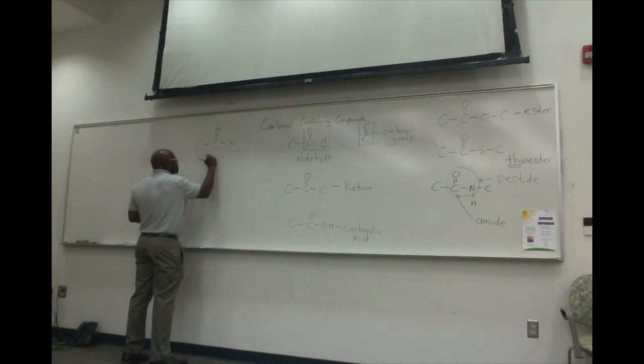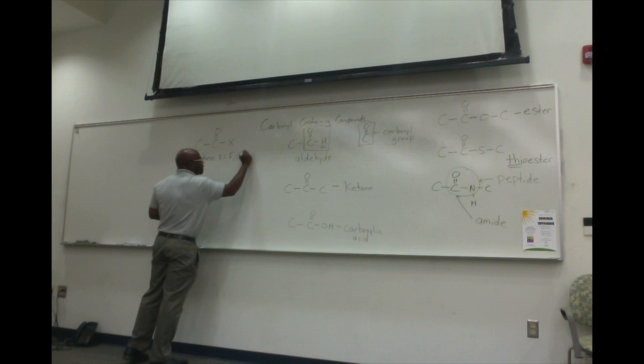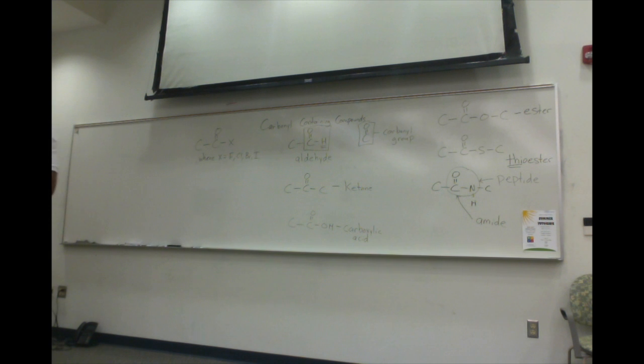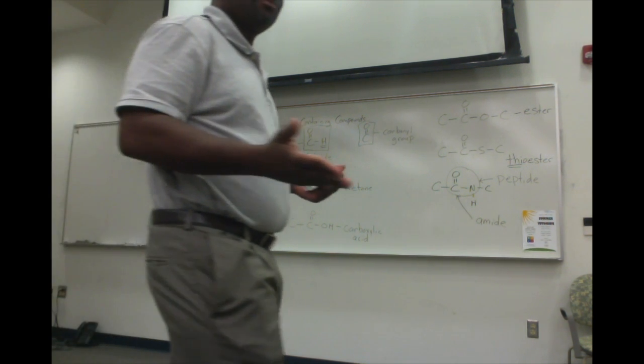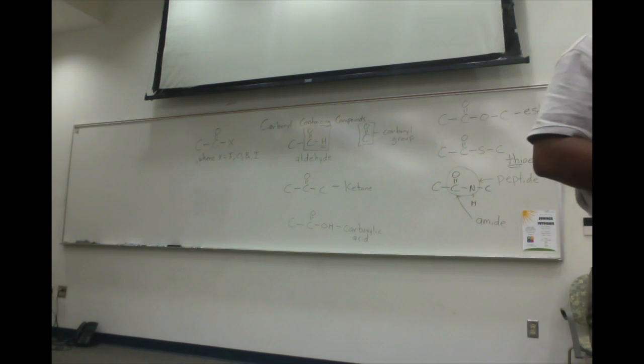Where X is equal to fluorine, chlorine, bromine, iodine. Now, as far as what the X group equals, the most common one is actually chlorine. Bromine is probably second, but a distant second. Iodine and fluorine, I've very seldom seen them even used.